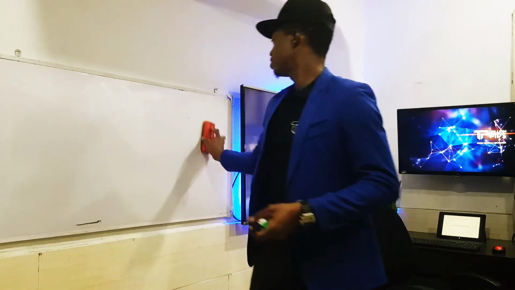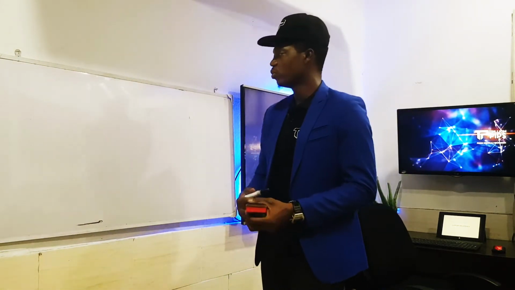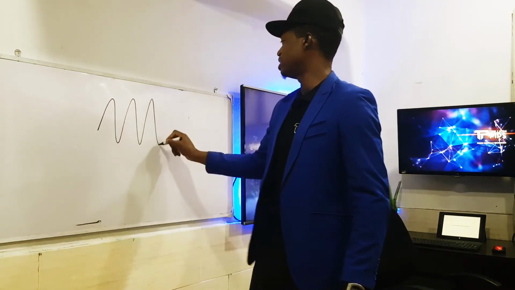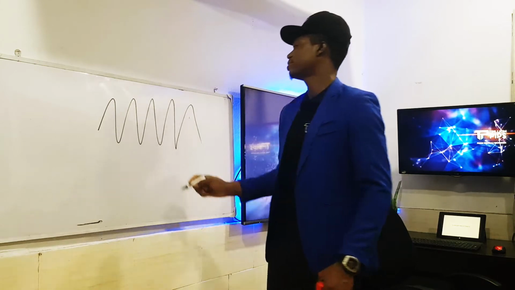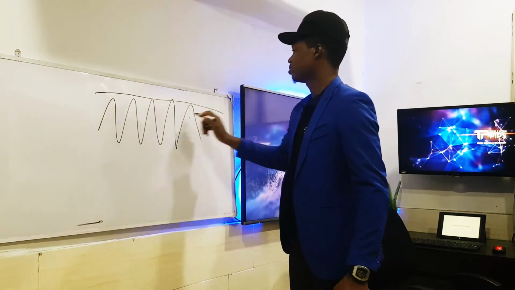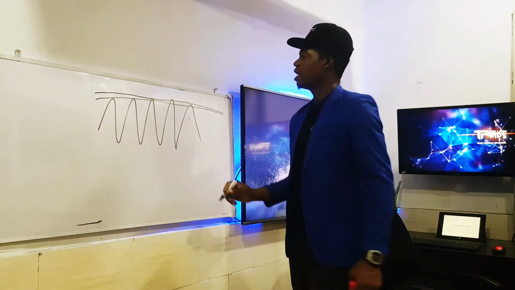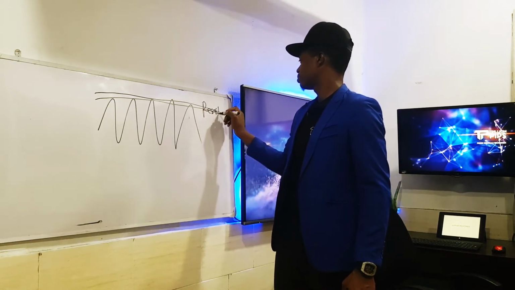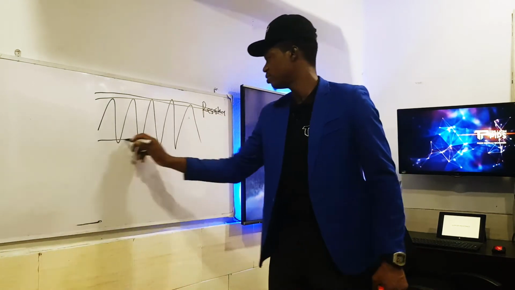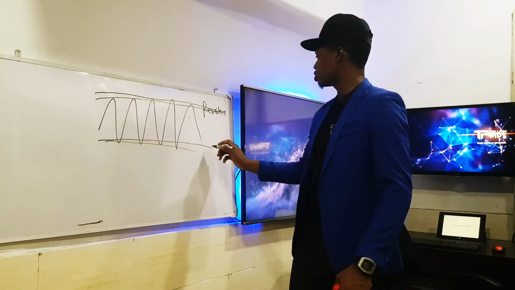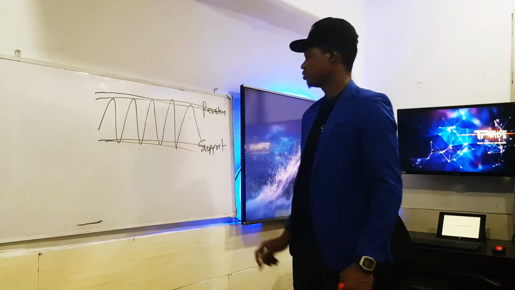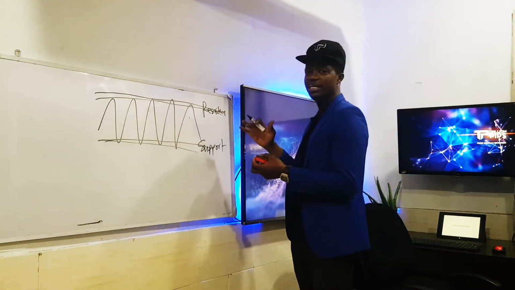Now we have the linear support, which looks like this. Usually it happens in a ranging market. All right? So you have this zone here, this region, as your linear resistance. And here as a linear support. All right? So it's usually arranged linearly.